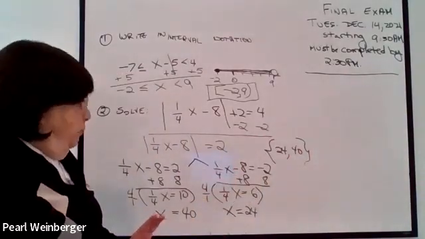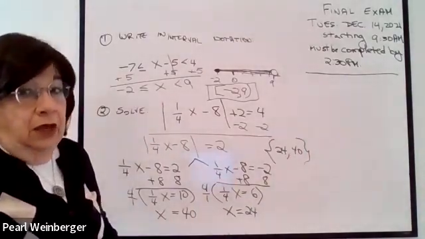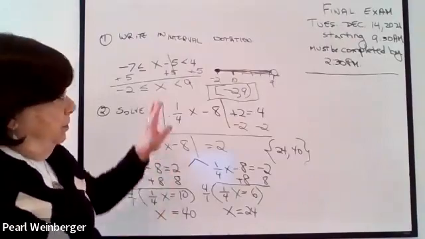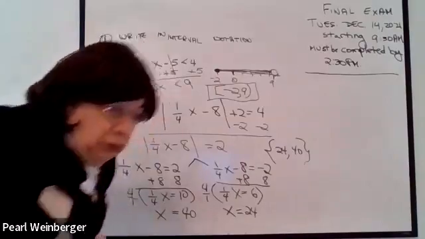But if you just give 40 or you just give 24 and you don't give both answers, it is not correct and you will get that problem wrong. And you must have in an absolute value equation 2 answers.